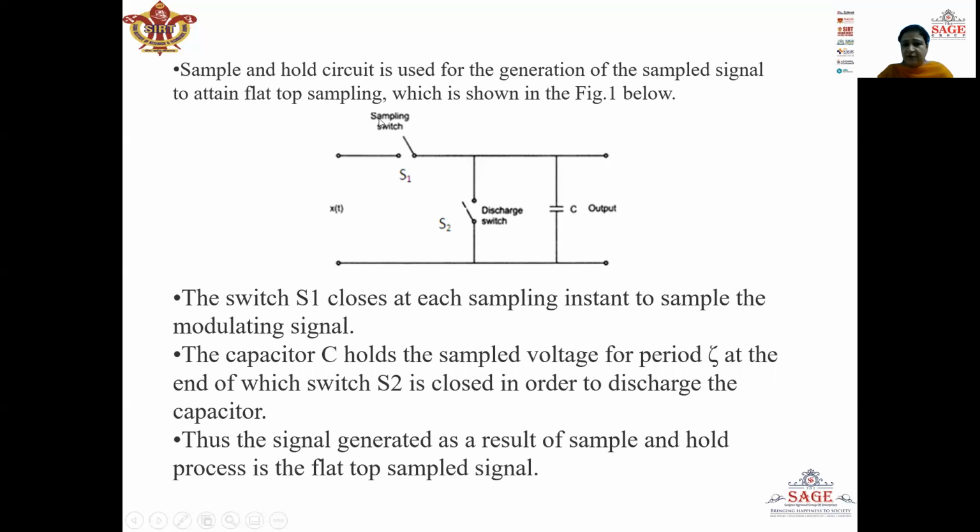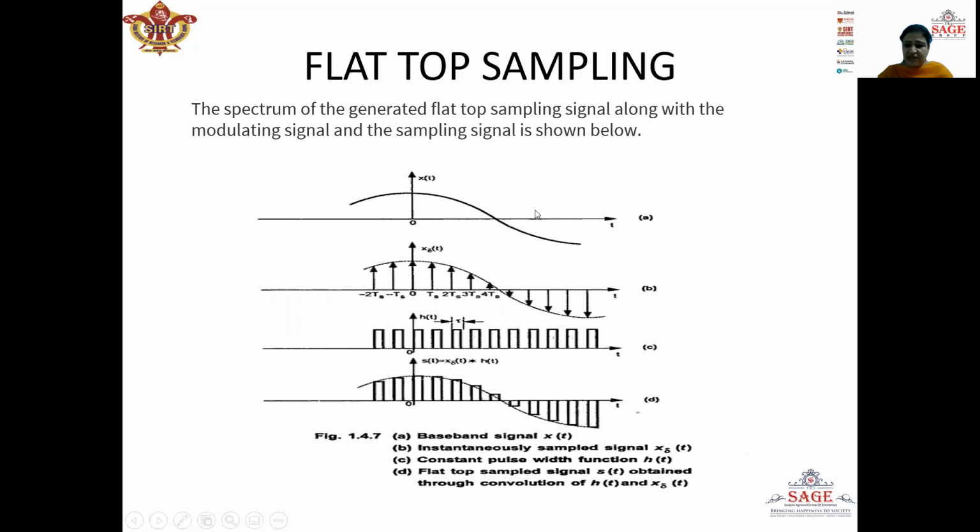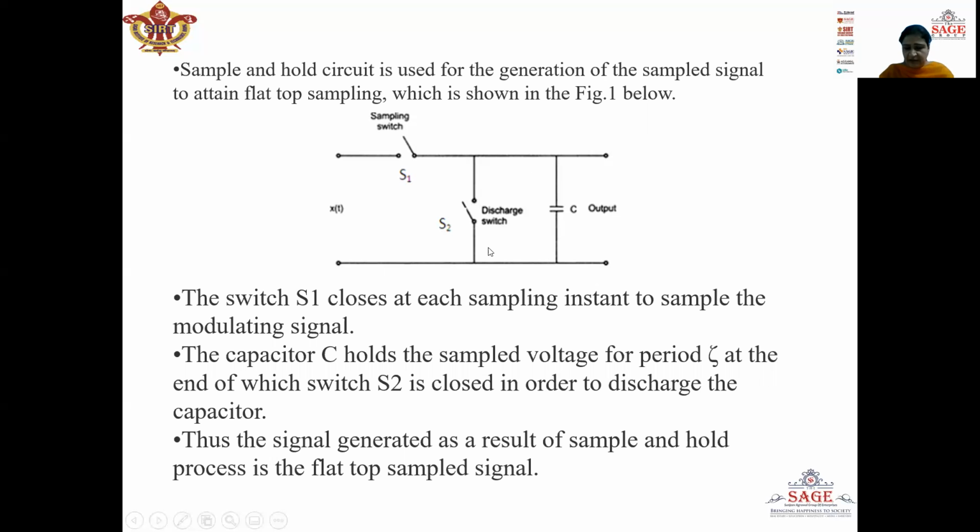Since the forward resistance of the switch is very low, the capacitor will instantaneously charge to this voltage x(t). The capacitor C holds the sampled voltage for the period tau. At the end of this period tau, which is the end of the pulse, switch S2 is closed. When switch S2 closes, the capacitor gets a path to discharge, so the capacitor will discharge through this path.